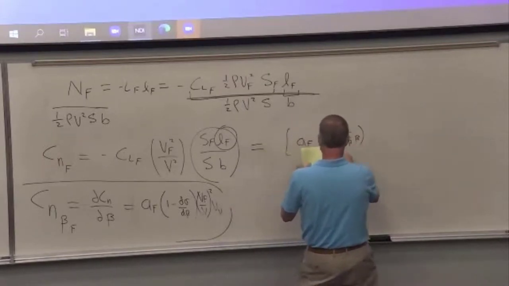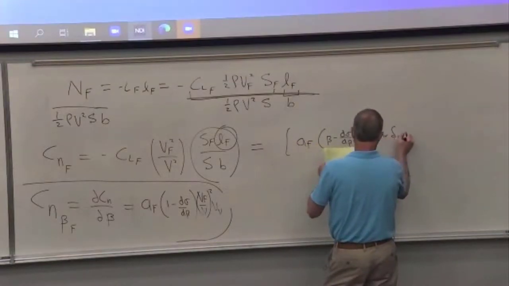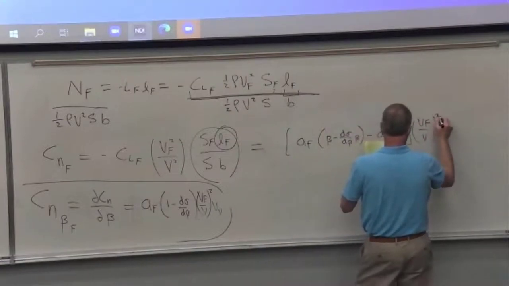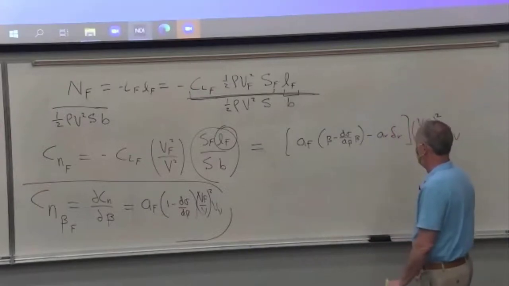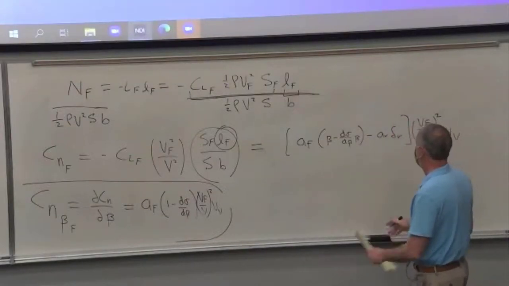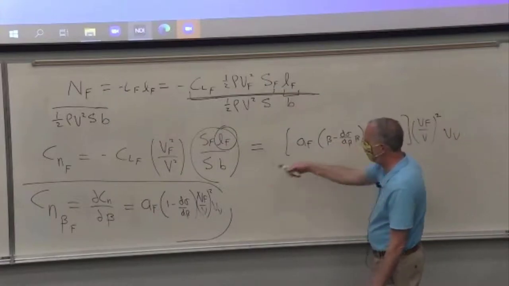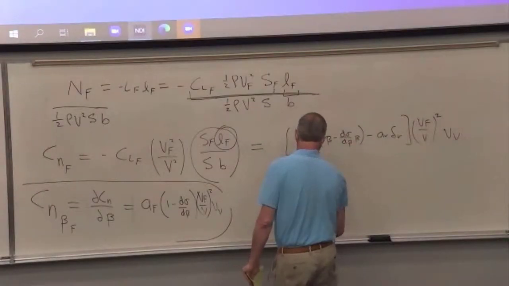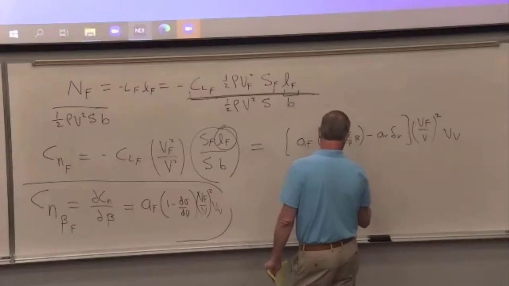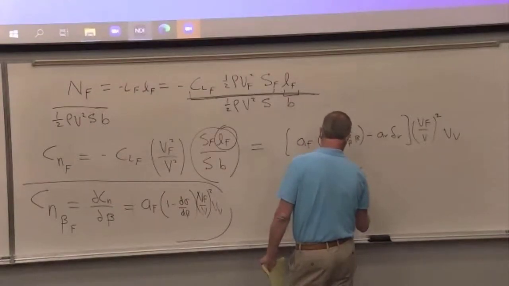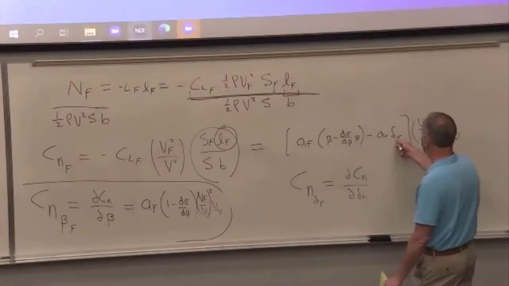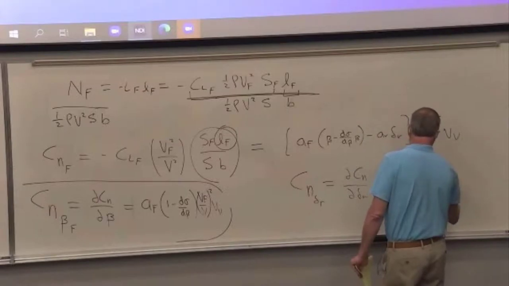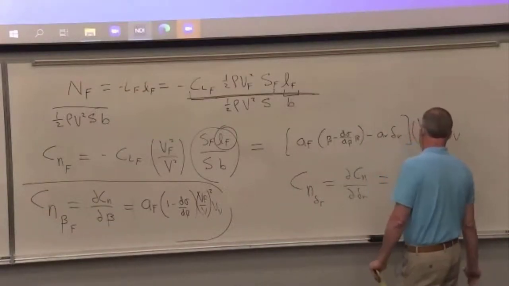There's my lift curve slope times my angle. There's my rudder deal. So we took the derivative of this with respect to beta to get the beta effect. The rudder power is the derivative of this with respect to rudder. Rudder shows up there, so the derivative just comes from the second part.